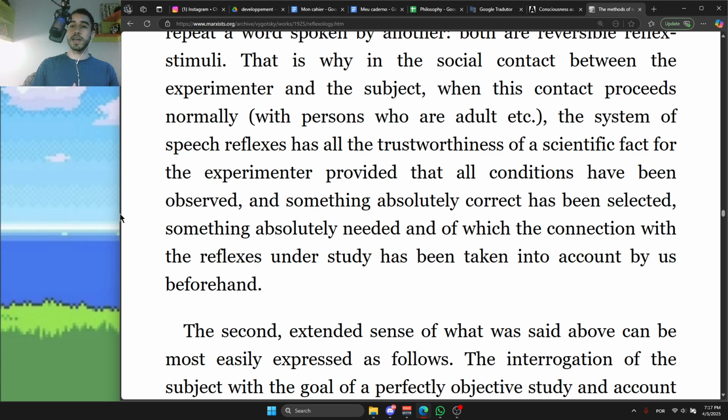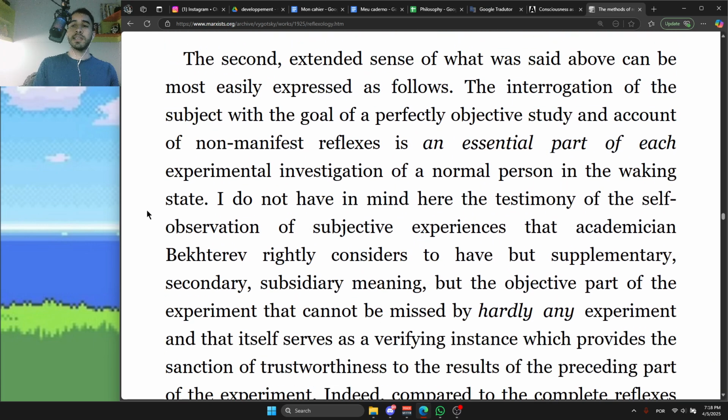That is why in the social contact between the experimenter and the subject, when this contact proceeds normally with persons who are adult, etc., the system of speech reflexes has all the trustworthiness of a scientific fact for the experimenter, provided that all conditions have been observed, and something absolutely correct has been selected, something absolutely needed, and of which the connection which the reflexes understudy has been taken into account by us beforehand. The second extended sense of what was said above can be most easily expressed as follows: the interrogation of the subject with the goal of a perfectly objective study and account of non-manifest reflexes is an essential part of each experimental investigation of a normal person in the waking state.